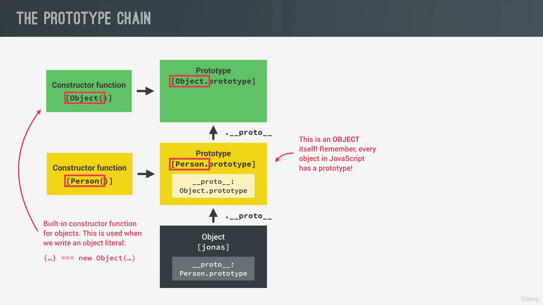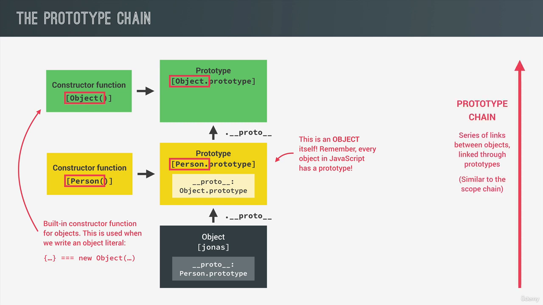All right? Now, this entire series of links between the objects is what is called the prototype chain. And object.prototype is usually the top of the prototype chain, which means that its prototype is null. So its __proto__ property will simply point to null, which then marks the end of the prototype chain. So in a certain way, the prototype chain is very similar to the scope chain, but with prototypes.